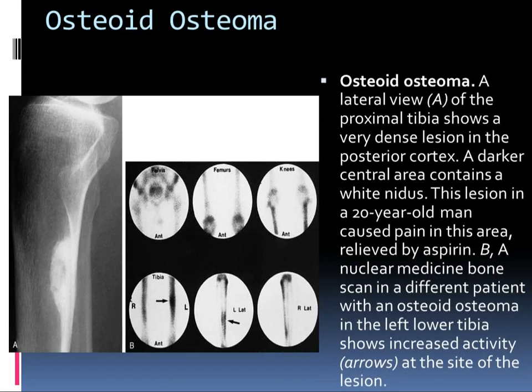A lateral view of the proximal tibia showing a very dense lesion in the posterior cortex. A darker central area contains a white nidus. Yes, this is a darker central area showing a white nidus. This tibia, see how it is seen. This lesion is in a 20-year-old man, who had pain in this area, relieved by aspirin, and after that they did nuclear medicine, that is a bone scan. Bone scan in a different patient with an osteoblastoma in the left lower tibia shows increased activity at the site of the lesion. Here is the lesion.